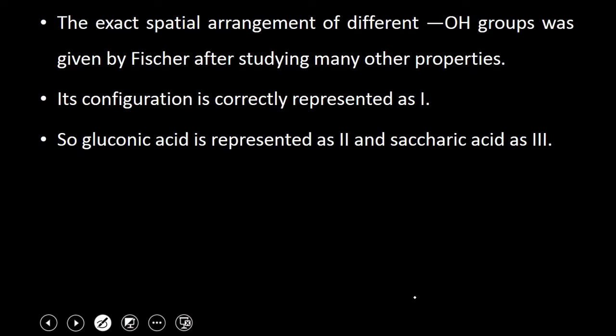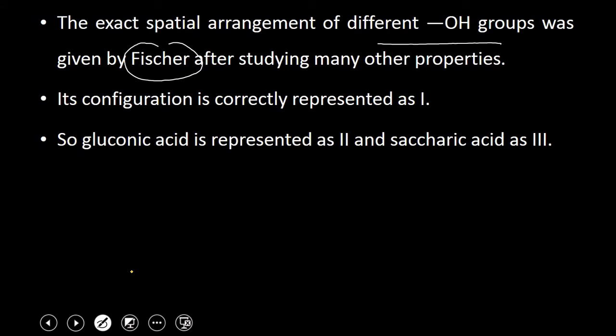The exact spatial arrangement of different OH groups was given by Fischer. I am talking about the exact spatial arrangement of different OH groups. We have seen that glucose has CHO. After that, we have written CHOH whole 4. But how these 4 OH are arranged, this exact spatial arrangement was given by Fischer after studying its many other properties. So now its correct configuration I am going to write here. So I am just writing the correct configuration of glucose here.